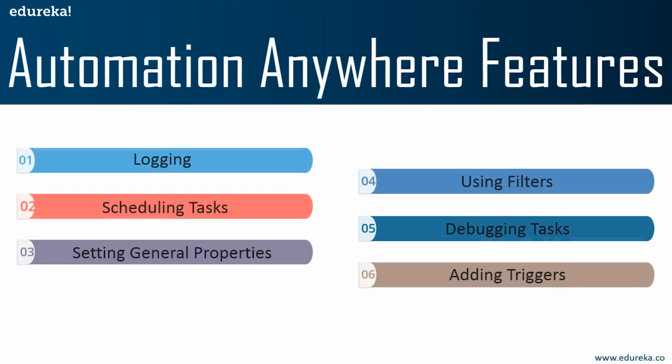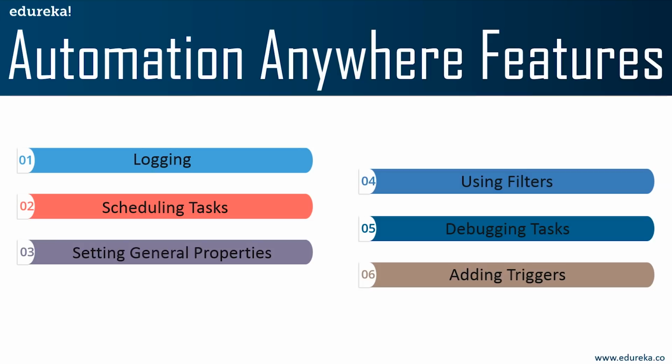The different features of Automation Anywhere, as you can see on my screen, are logging, scheduling tasks, setting general properties, using filters, debugging tasks, and adding triggers. Starting with logging, you can use the log to create a log file in which task bot or meta bot information can be stored. Coming to scheduling tasks, Automation Anywhere provides a scheduler and a schedule manager that you can use to run your tasks anytime that you want. With the help of both these options, you can schedule your task and you don't need a manual workforce to take care of it, because the task will be scheduled and will happen automatically.